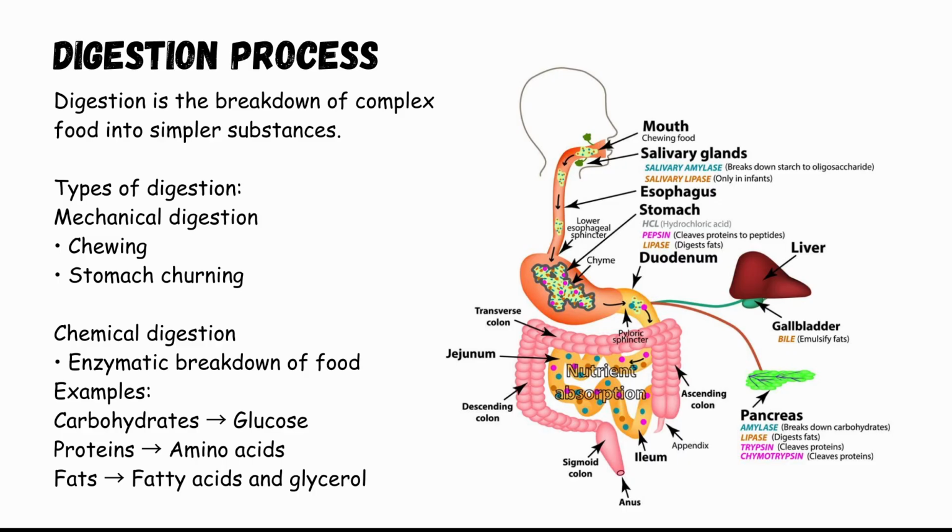For example, carbohydrates are broken down into glucose. Proteins are broken down into amino acids. Fats are broken down into fatty acids and glycerol. These simpler molecules can then be absorbed by the body.